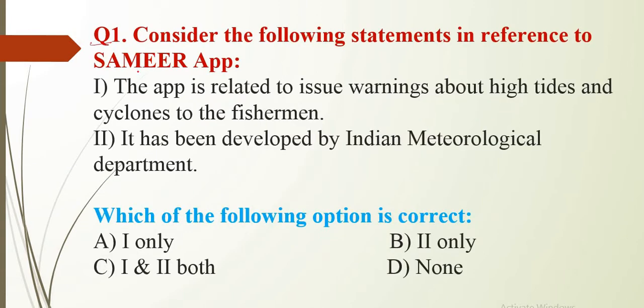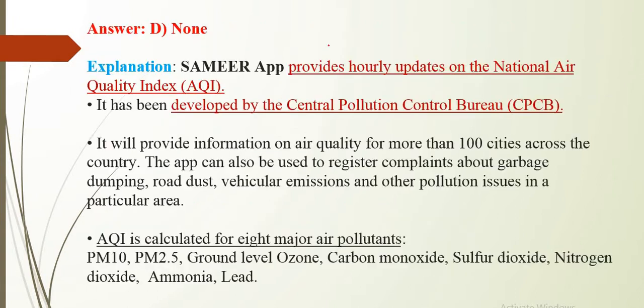Now question number 1 is regarding the Samir app. First, the app is related to issuing warnings about high tides and cyclones to fishermen. Second, it has been developed by the Indian Meteorological Department. Here, both the given options are incorrect, hence the answer will be D, none of the above. Now we will check out the rest of its details in the explanation part. So let's move on to the explanation part.